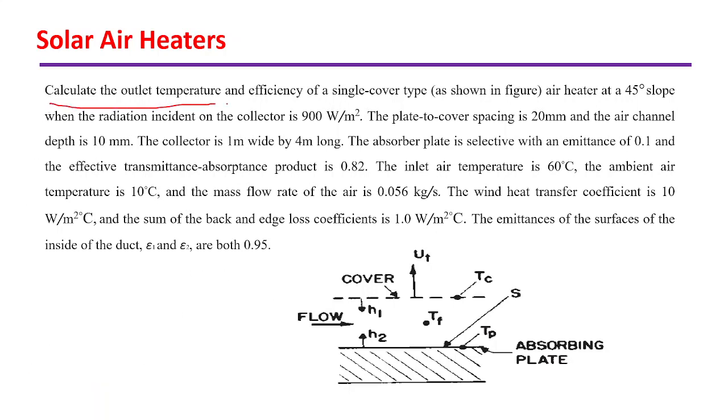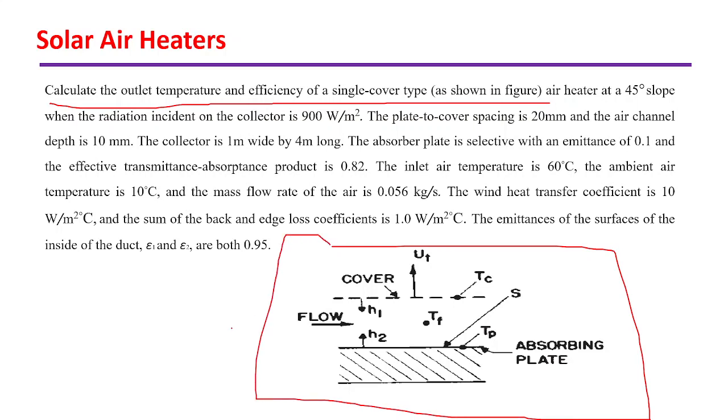We have to calculate the outlet temperature and the efficiency of a single cover type system. Most of the formulas we discussed were related to this system only. So we have to calculate the outlet air temperature and the efficiency of a single cover type air heater, which is inclined at a slope of 45 degrees, and the radiation incident on the collector is 900 watt per meter square.